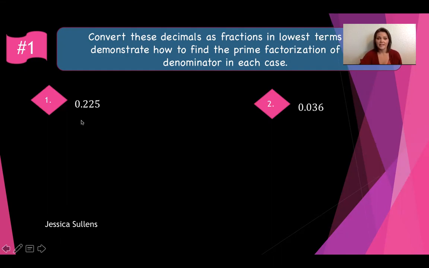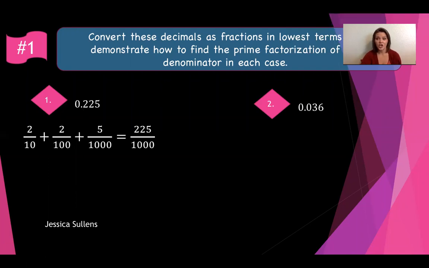So what we need to do is write this out in expanded form so it's a little bit easier for us to read. Our 2 is in the tenths place, with a th at the end because it's not a whole number, it's a part of it. We do not start with a ones place because of this decimal, we always start with the tenths. So we have 2 over 10, 2 tenths, 2 over 100, 2 hundredths, and 5 over 1,000, and that adds up to 225 over 1,000.